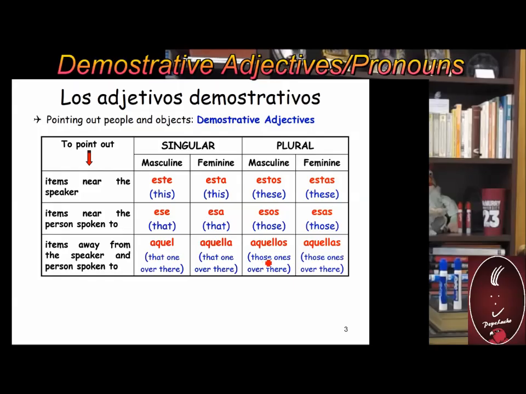If I want to point both markers, I will use aquellos marcadores son rojos, because I'm going to point both markers. Aquellos marcadores son rojos, because the items are far away from the speaker and the person that is spoken to. The same, if we have a feminine noun, we make sure to agree in gender and number with the noun.